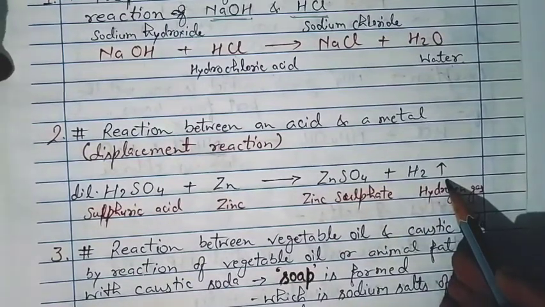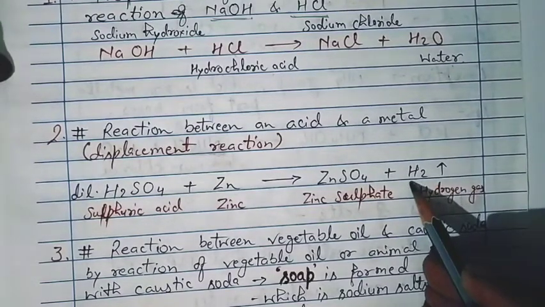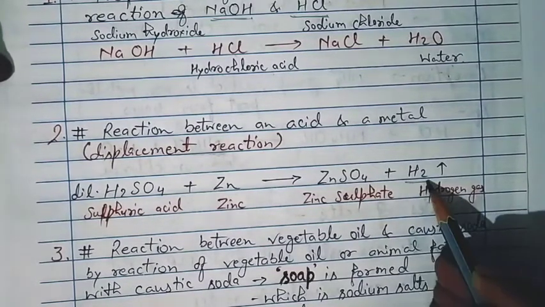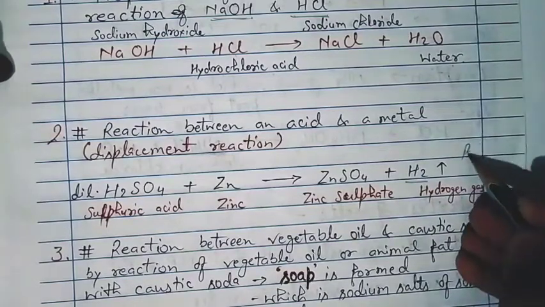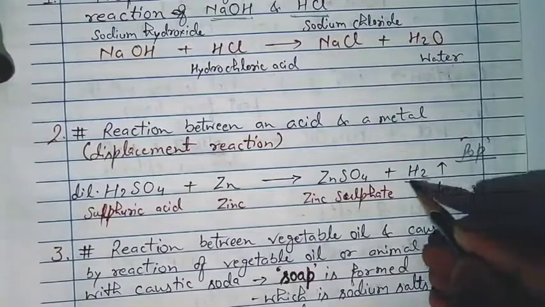How can we test the hydrogen gas? By taking a burning matchstick near the mouth of the test tube, a pop sound will be created. So that pop sound shows that the gas released is hydrogen gas.